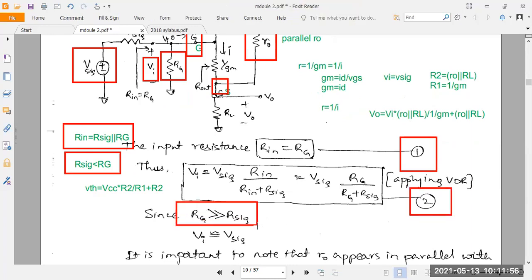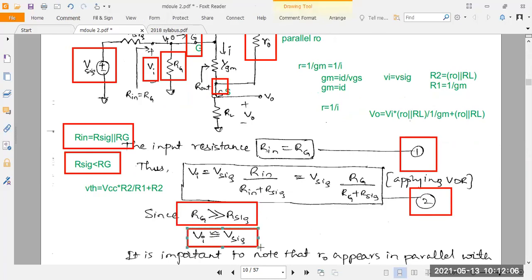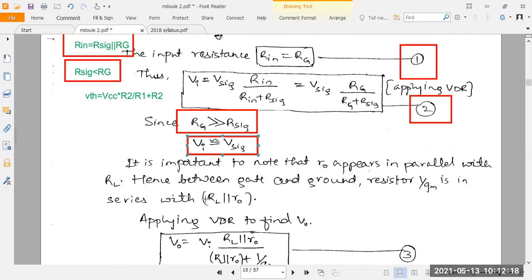Next, you take RG greater than R signal. Okay, then you consider Vi equal to V signal. The gate resistance is maximum compared to R signal, then Vi is almost equal to the source voltage. The voltage across the input of the amplifier is almost equal to the source voltage.